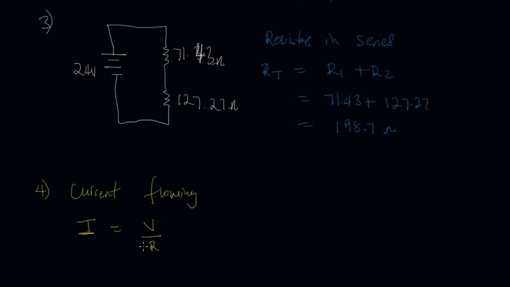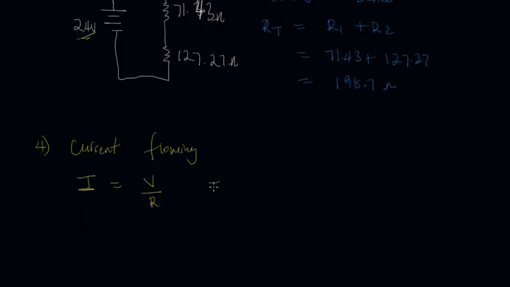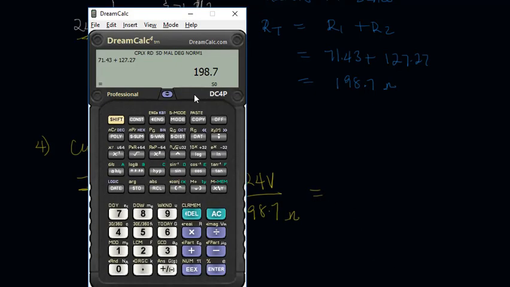Now we have just found the total resistance in the circuit. We know our voltage drop across the circuit, which is our 24 volts. So we can find our current simply by dividing these two values here. So let's write V is 24 volts and our total resistance is 198.7 ohm.